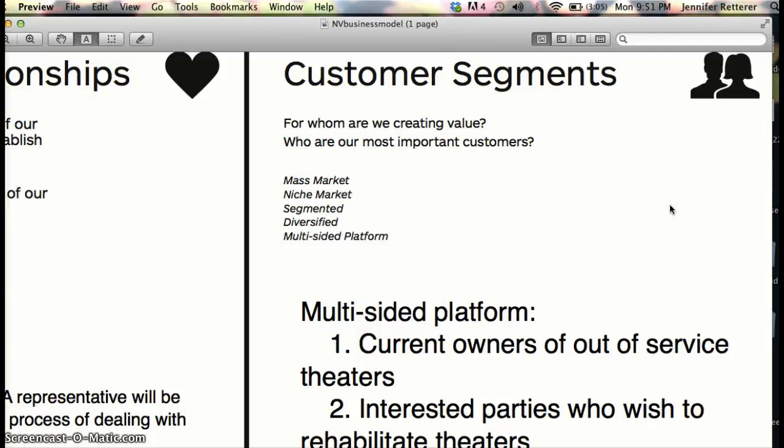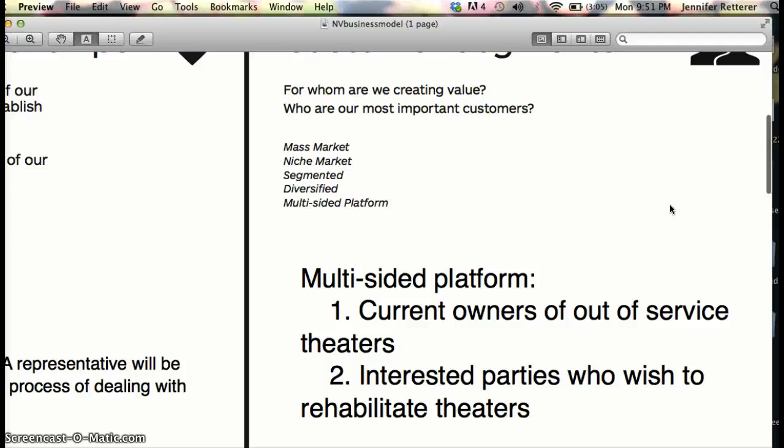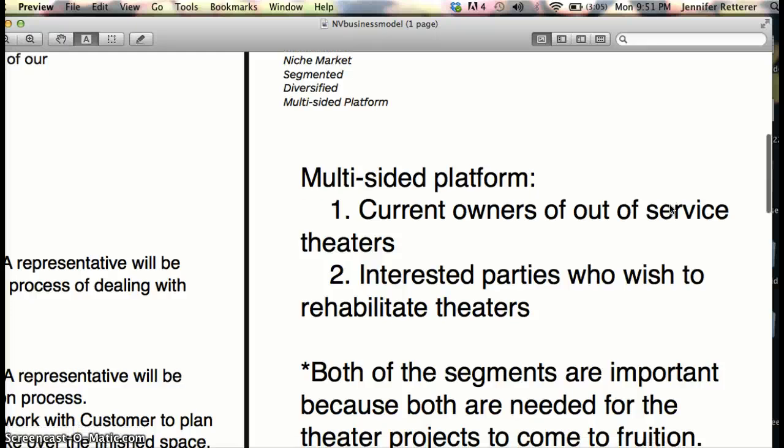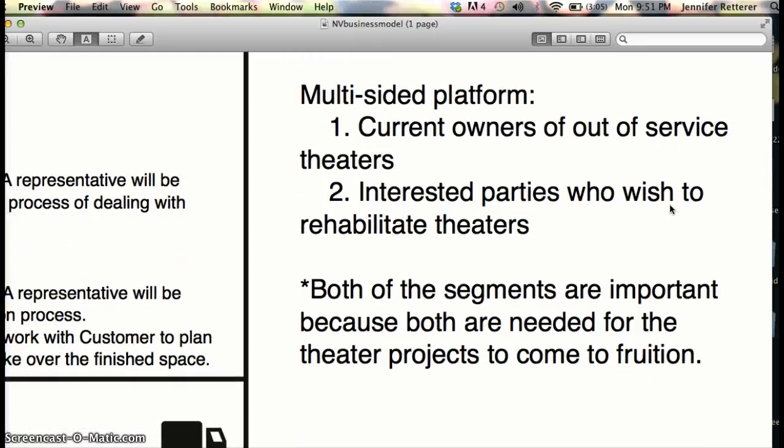So, for whom are we creating value? Who are our most important customers? And what kind of platform? I decided that I had a multi-sided platform for my new venture. Just to remind you, it is an organization that helps to restore historic theaters.